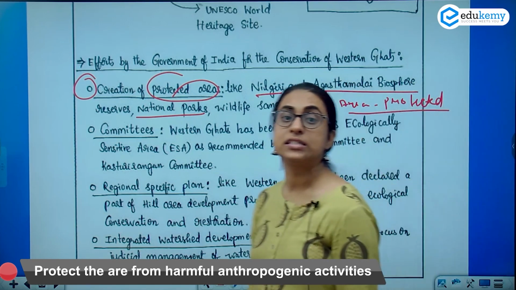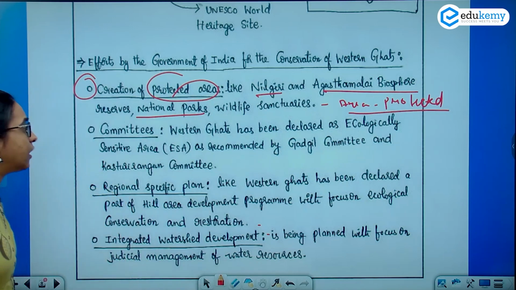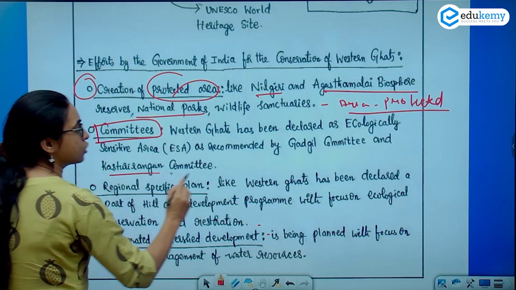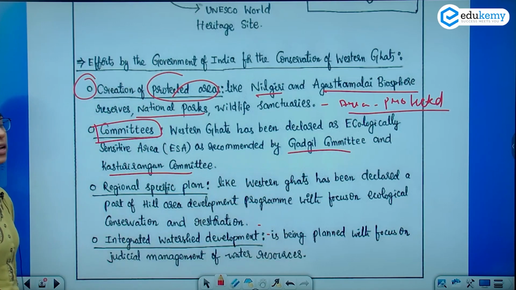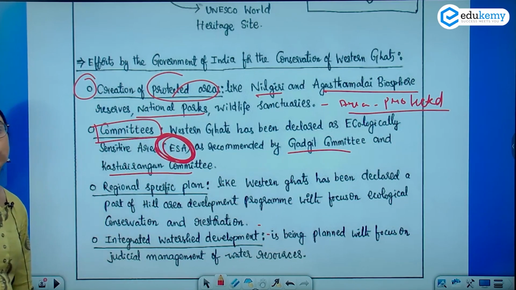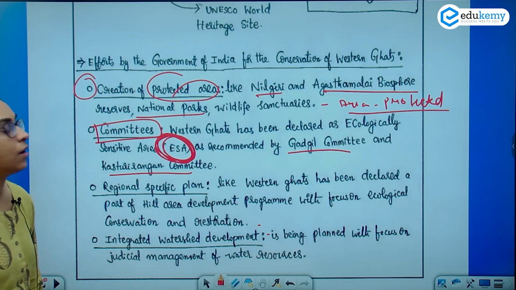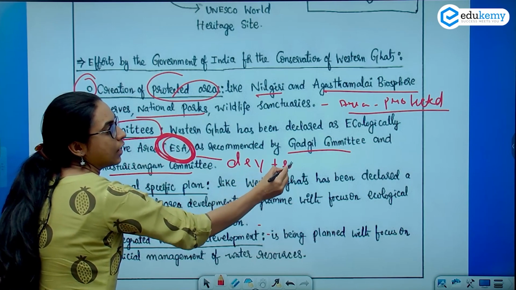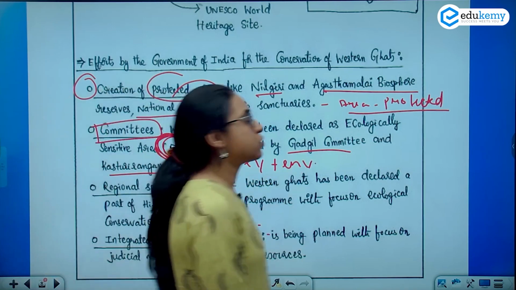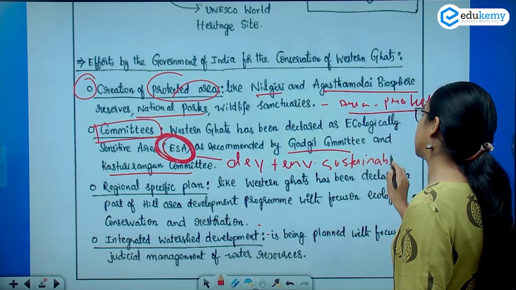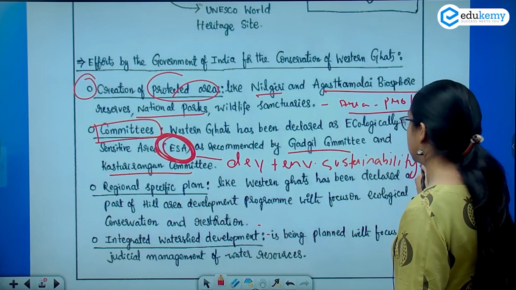Then we know we are concerned about the Western Ghats. We have set up committees like the Gadgil Committee and the Kasturirangan Committee. What have they done? They have categorized the area of the Western Ghats as an ecologically sensitive area. So this ecologically sensitive area will help what? It will help maintain development plus environmental sustainability. So there will be development as well as environmental sustainability, right?